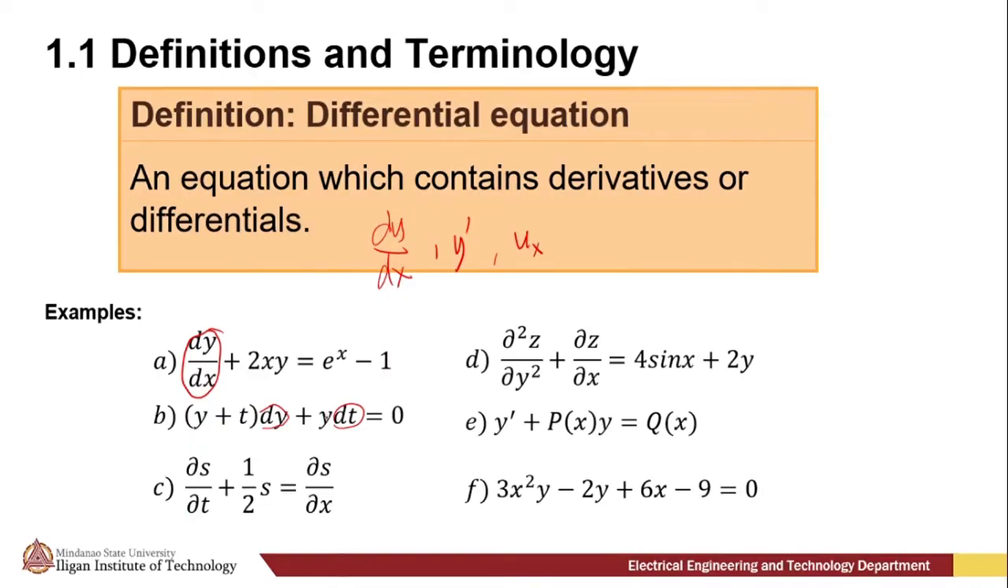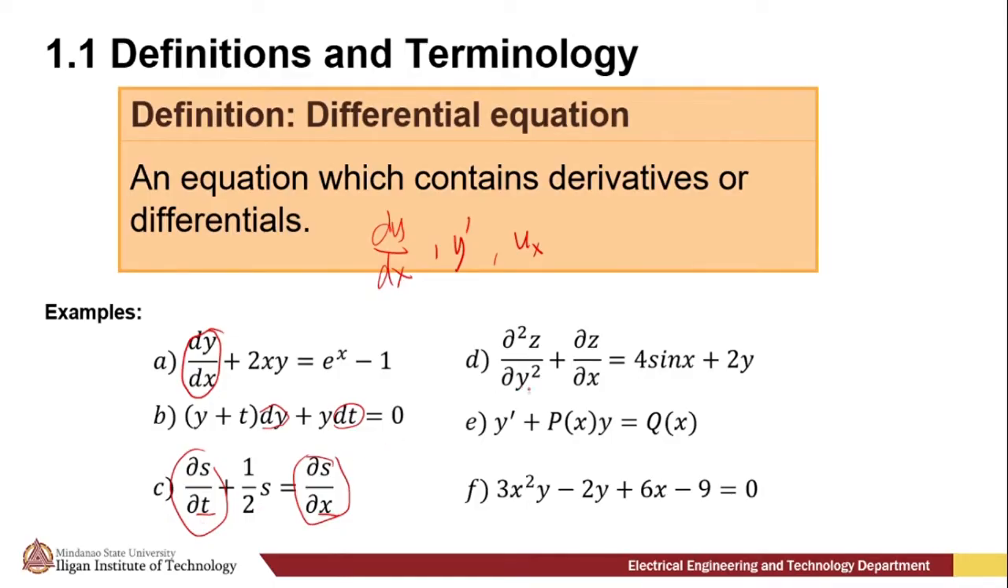For C and D, we have a partial derivative of variable s and z with respect to, here in letter C, s being differentiated with respect to variable t and variable x. So we have two terms here, which is a derivative of a function or variable. So this example C is a differential equation.